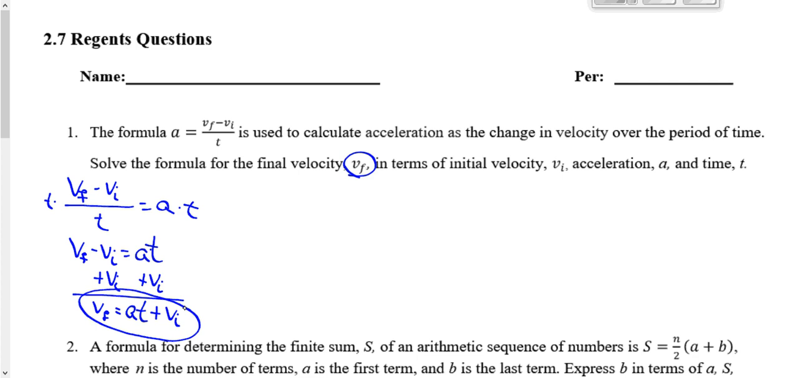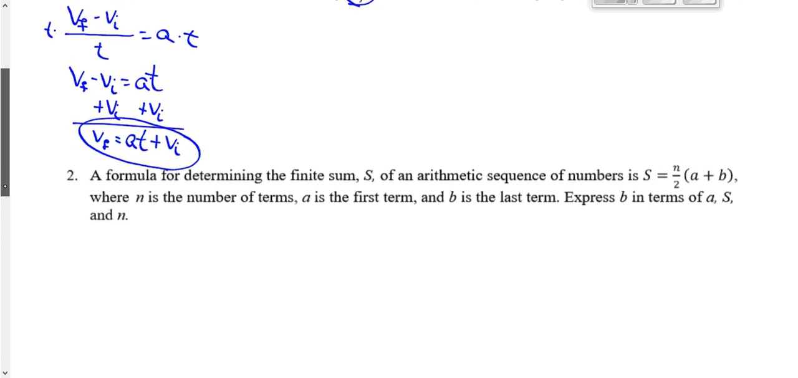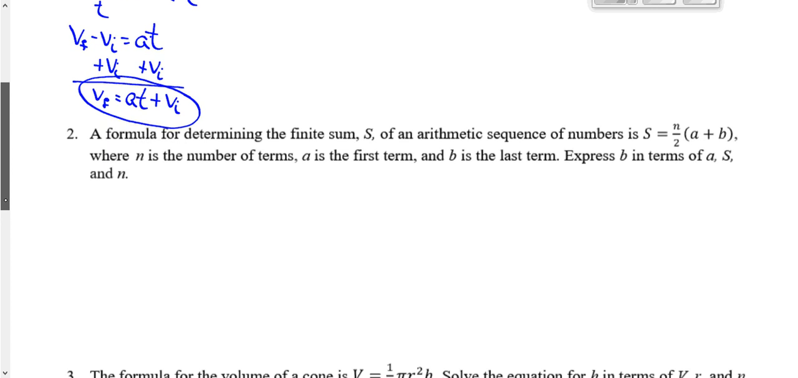So they're just variables with subscripts. You guys saw them there and got your knickers all twisted up. Okay? VF is AT plus VI. You got that? Let's look at the next one.